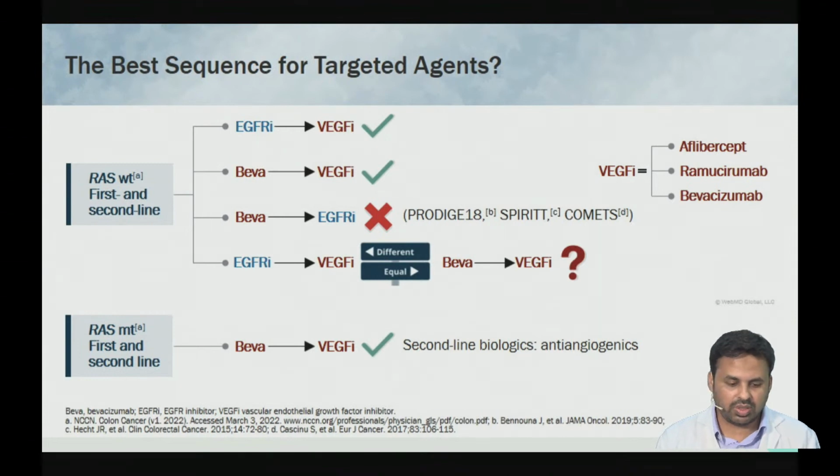So in RAS mutant, it is only the anti-VEGF agents which we use. First line bevacizumab, followed in the second line by other VEGF agents like ramucirumab, aflibercept, or bevacizumab can also be used beyond progression.